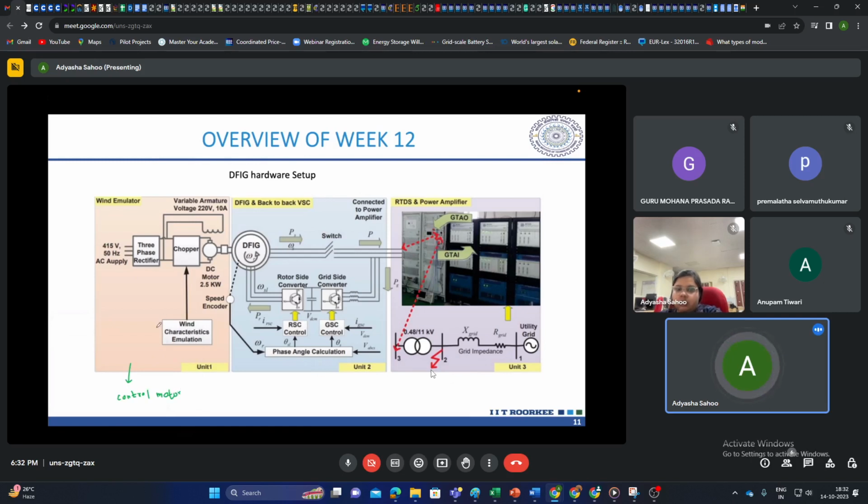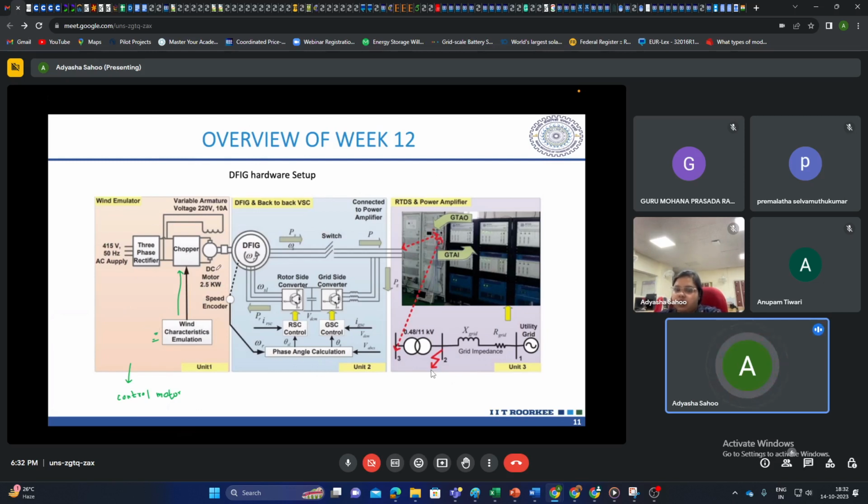So basically this wind characteristics data you can feed into this controller, like what speed or what characteristics of wind you want to emulate. This will be fed to the controller and depending upon this, it will control the speed of operation of this DC motor, and this DC motor will drive the DFIG according to the wind information you have given here. So emulating the characteristics of a wind. So this was the wind emulator.